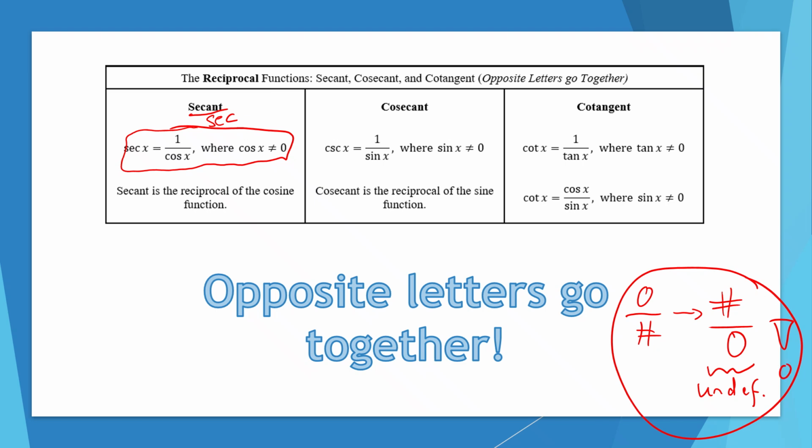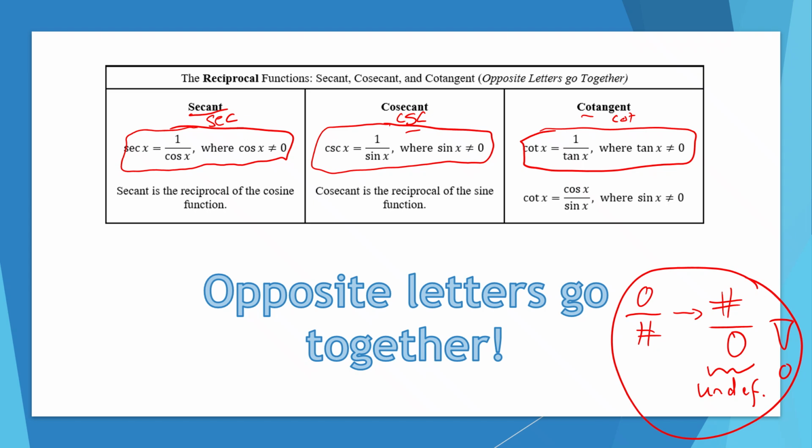Cosecant, we abbreviate that as CSC. And then this is 1 over sine. And then cotangent, we're just going to take the first 3 letters. We abbreviate it as COT. And that is 1 over tangent. Remember, tangent is sine over cosine. So then cotangent should be the reciprocal, cosine over sine, right?